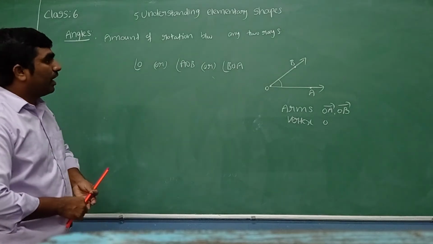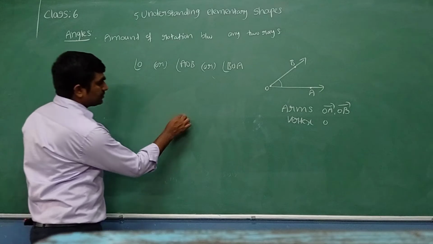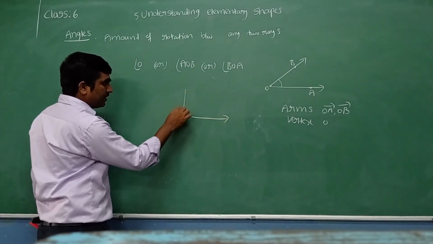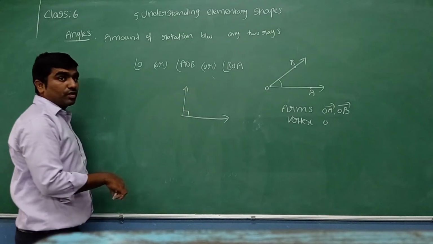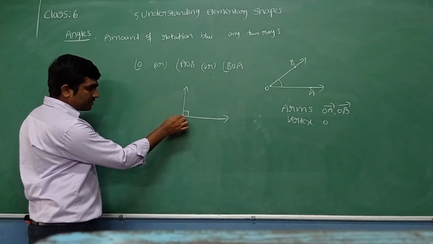So this is about angle. And also we can see how we can measure the angle. See, let me take one ray like this. Now the other ray is like this. It is exactly vertical. What do we call it? A right angle. It is called a right angle. Now suppose you rotate like this.